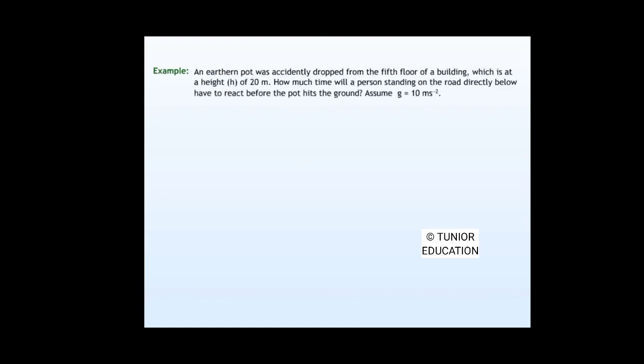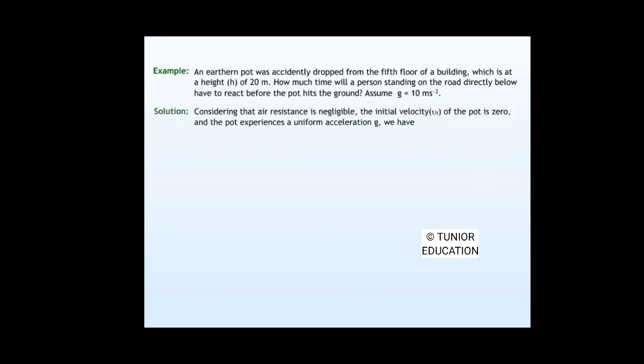An earthen pot was accidentally dropped from the 5th floor of a building, which is at a height h of 20 meters. How much time will a person standing on the road directly below have to react before the pot hits the ground? Assume g equals 10 meters per second square. Solution. Considering that air resistance is negligible, the initial velocity vi of the pot is 0. The pot experiences a uniform acceleration g. We have h equals half gt square, or t equals root 2h by g equals root 2 into 20 by 10 equals root 4 equals 2 seconds. Thus, the person standing on the ground has exactly 2 seconds to react.